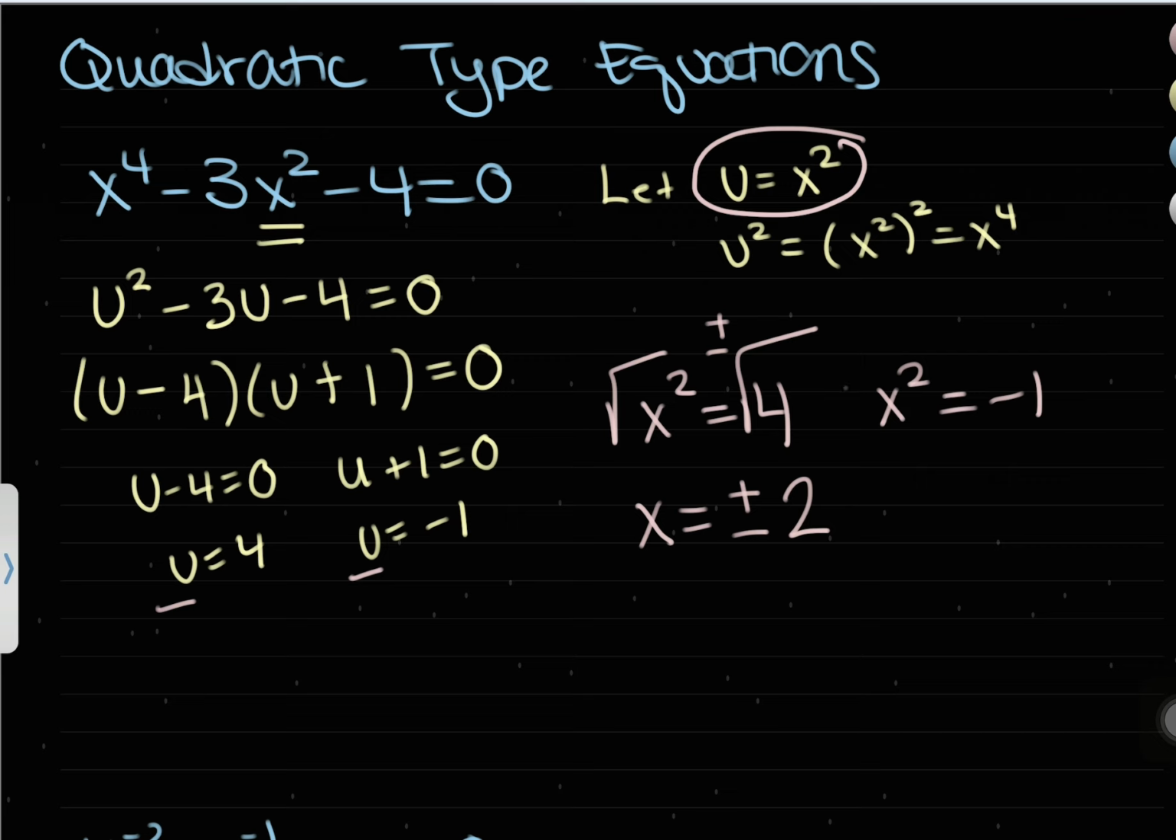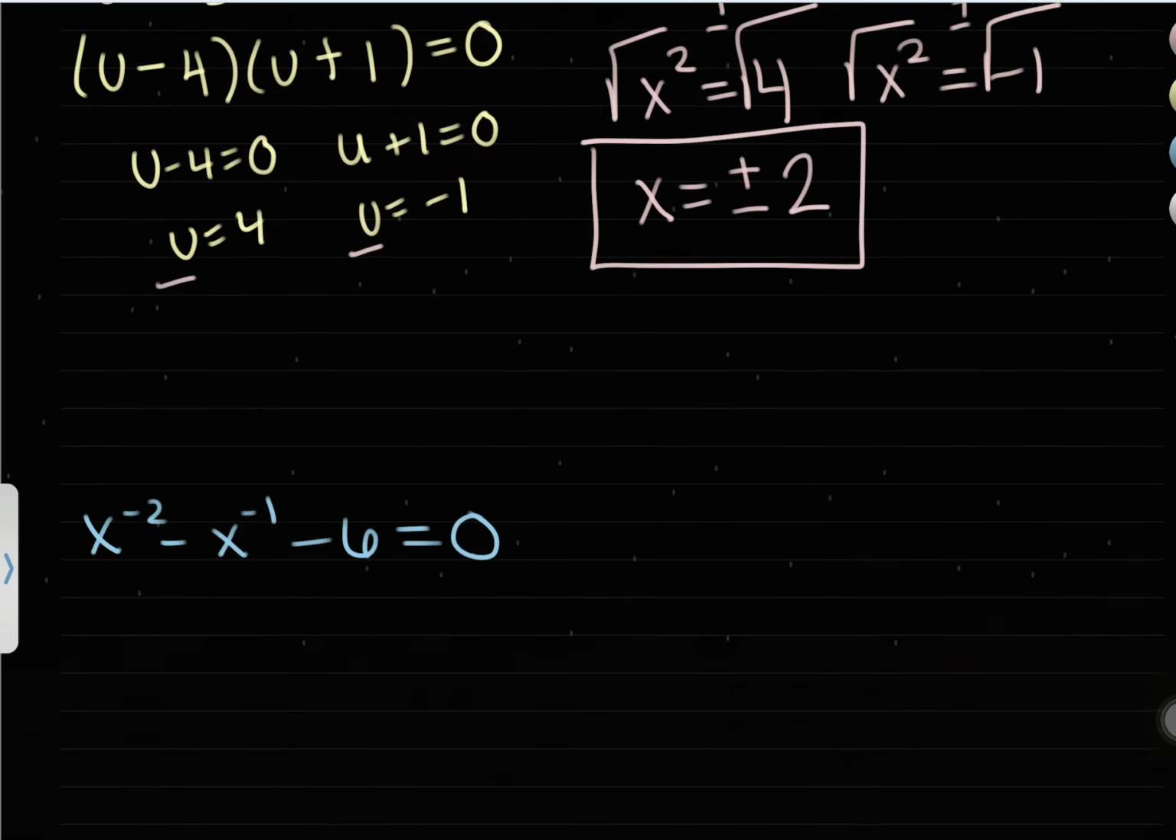x squared equals negative 1. We can take the square root of both sides. Don't forget the plus or minus. Square root of negative 1 is not a real number. So if we're just looking for the real solutions, only 2 and negative 2 are my solutions. Let's take a look at one more example.